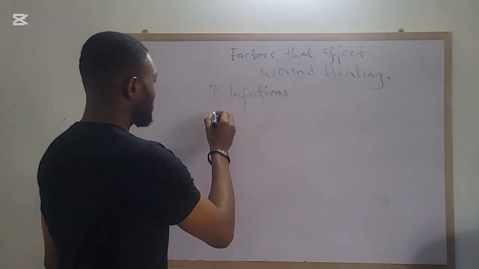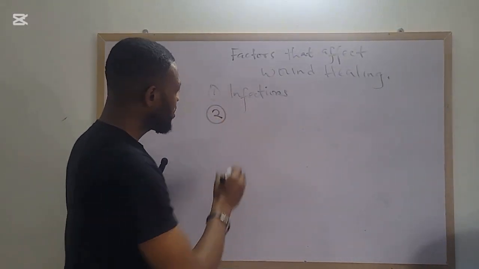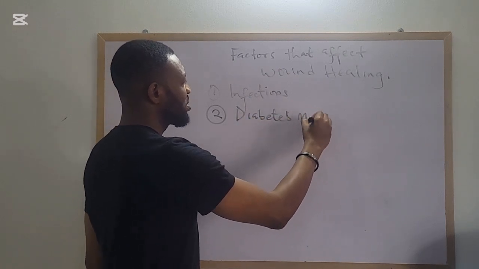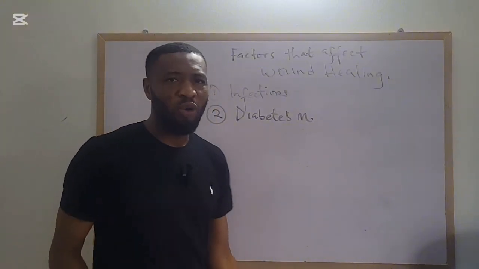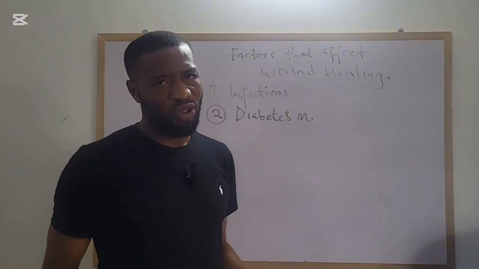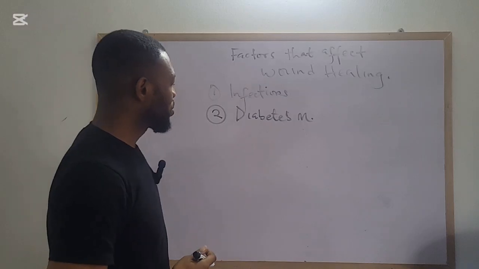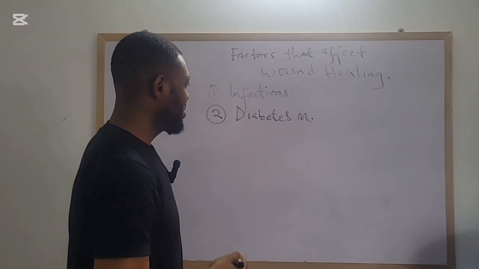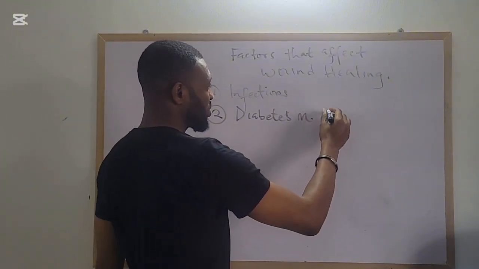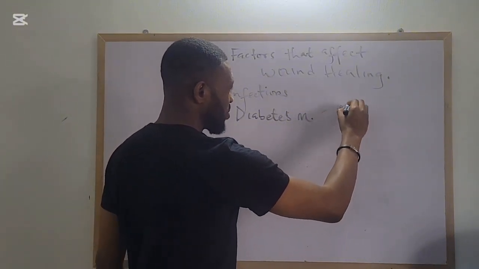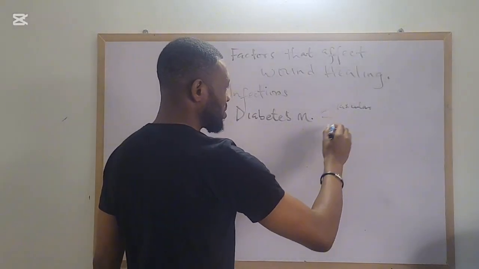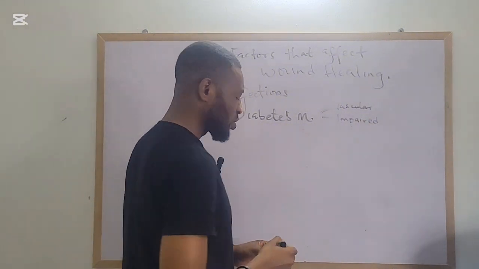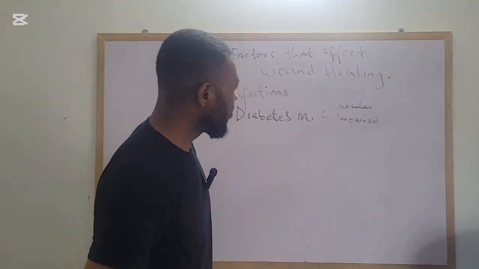Another factor that may affect wound healing includes diabetes mellitus. So patients who have diabetes mellitus generally have poor wound healing because diabetes has a lot of consequences on the process of inflammation, and even with respect to blood supply to tissues. Diabetes may induce some vascular injuries. Diabetes can also cause impaired immune response, and all of these things can contribute significantly to poor wound healing.